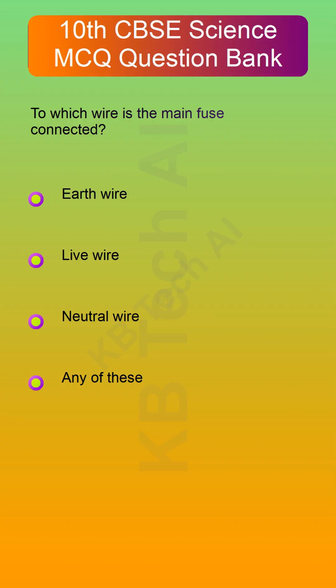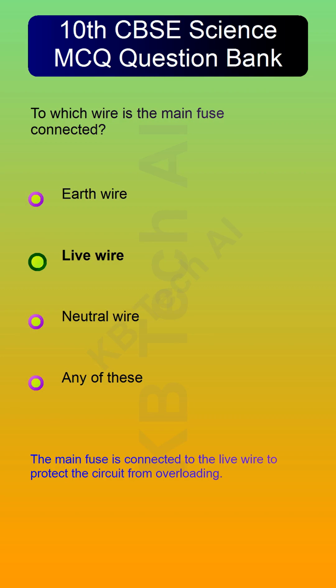To which wire is the main fuse connected? Option 1, earth wire, option 2, live wire, option 3, neutral wire, option 4, any of these. The answer is, option 2, live wire.